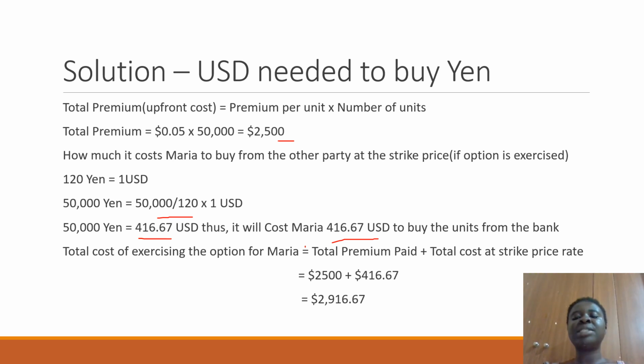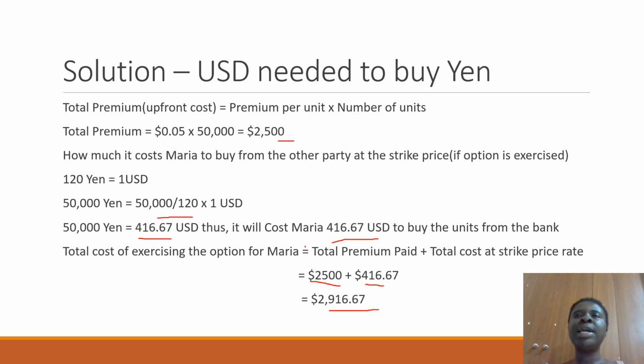So the premium plus the total cost at the strike price will be the 2,500 plus the $416.67. So it will cost her $2,916.67 to exercise the option. That will be her cost to exercise the option of buying 50,000 units of yen from the bank. Please do get it. So that's how the first one is.